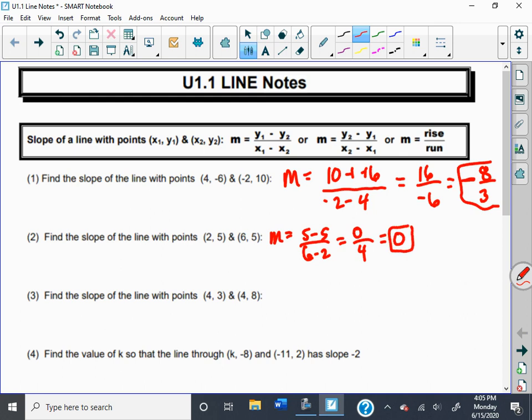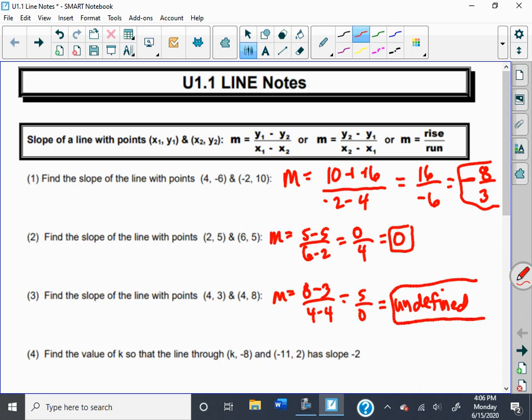All right, number 3, we're going to do 8 minus 3, and we'll do 4 minus 4. All right, so here we have 5, and we're going to divide that by 0. Now, if you put 5 divided by 0 in the calculator, you're going to get an error message or domain error, and that just means that you can't divide by 0. So when that happens, we're going to write undefined. And so anytime we're dividing by 0, calculating its slope, it's undefined.